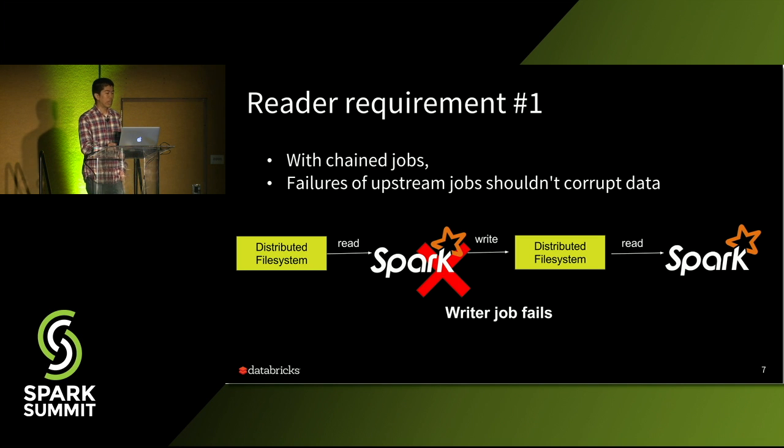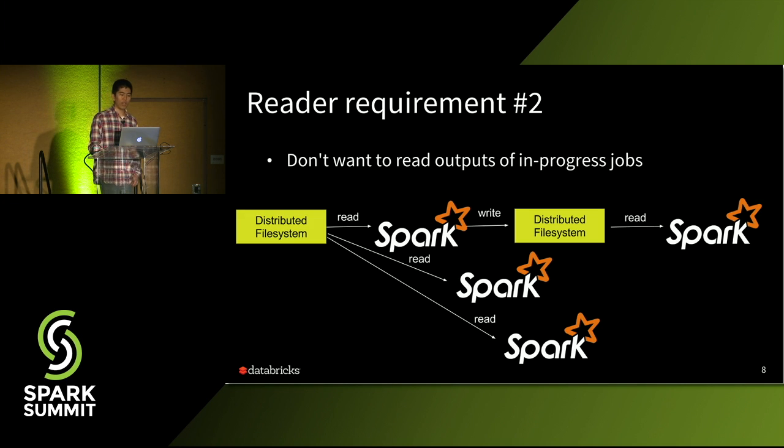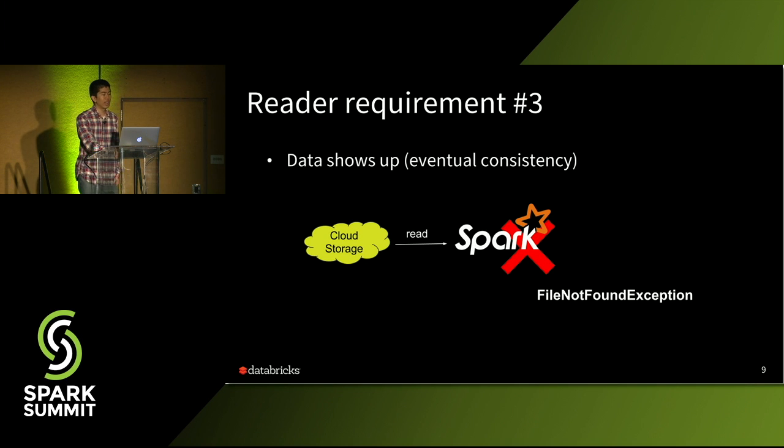With these chained jobs, one requirement from the reader side is that if an upstream job fails, it shouldn't corrupt that output data. This might seem obvious, but when your writer job fails, you want it to fail cleanly. You shouldn't leave garbage files, corrupted files, or partially written data, which might be problematic to clean up. Another requirement is that maybe you have multiple concurrent readers, and you want to read while those previous ETL jobs are running. And another requirement, one that happens mostly in the cloud, is that you want the data to actually show up. You don't want it to be missing rows or have Spark throw a file not found exception on you.